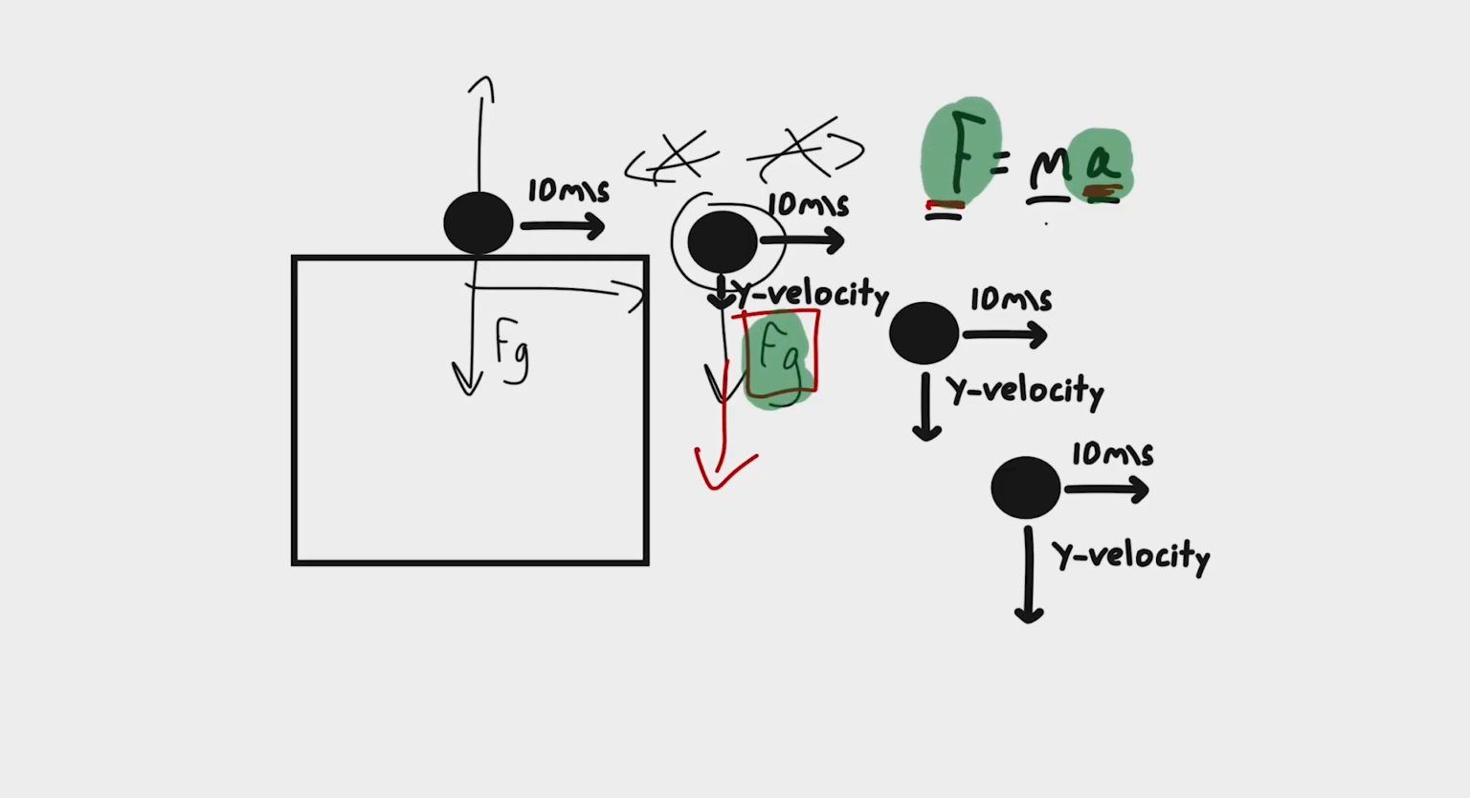Since we only have gravity, then gravity is going to be equal to our net force. Since gravity is only in the y direction, then this ball will only be accelerating in the y direction. Without any forces in the x direction, there is no change to the ball's velocity in the x direction.